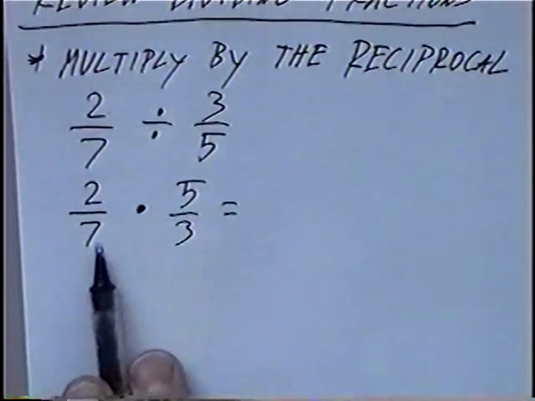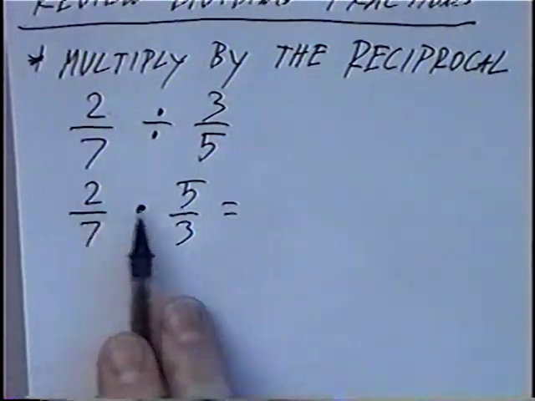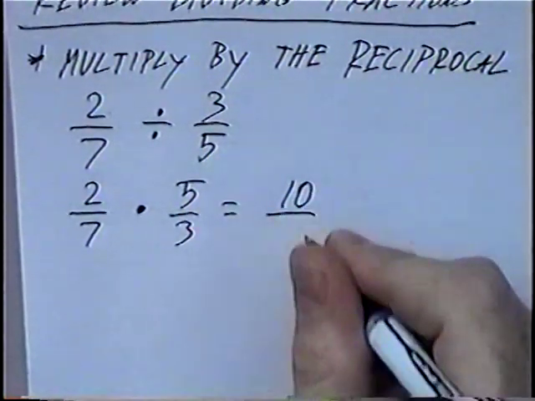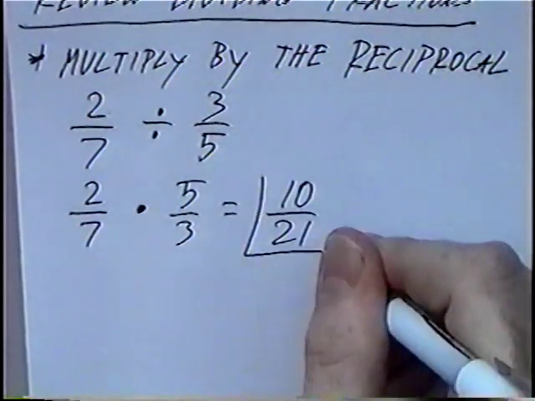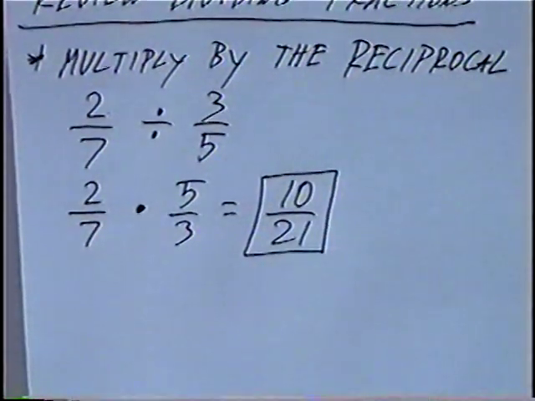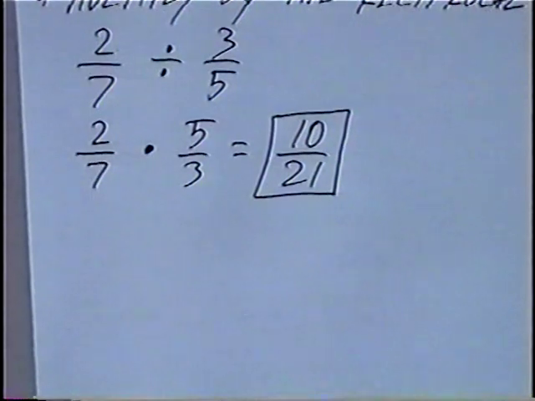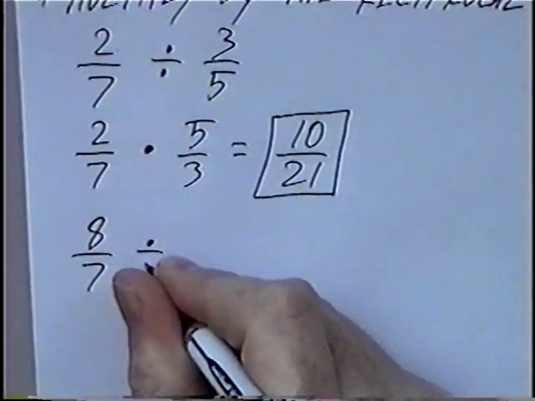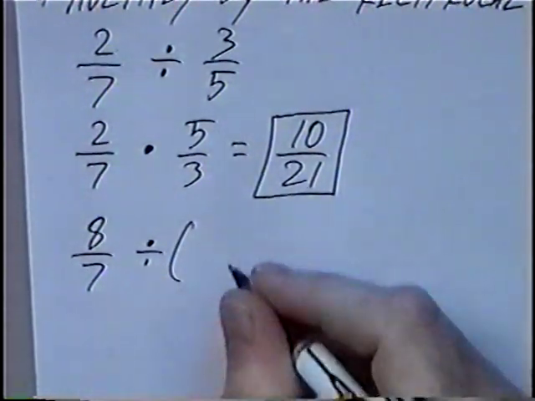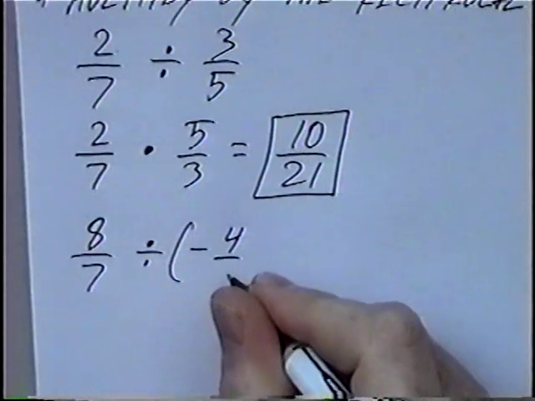And multiplying, we can multiply it straight across. 2 times 5 would be 10, and 7 times 3 would be 21. So our final answer, 10 over 21. Second question, 8 over 7 divided by, in parentheses, negative 4 over 7.